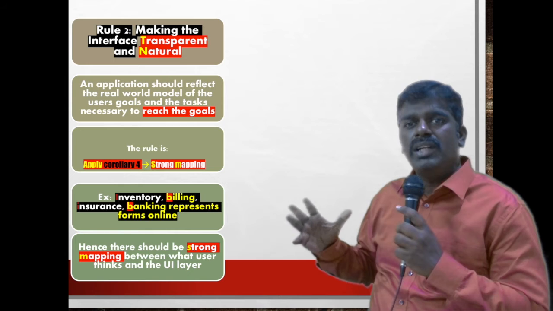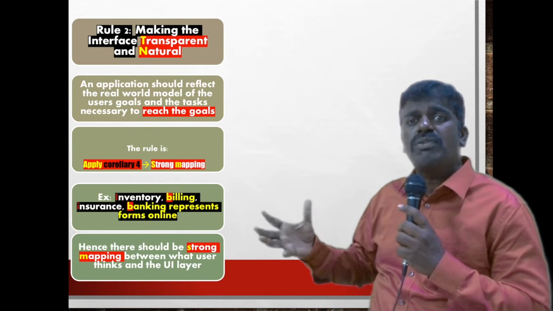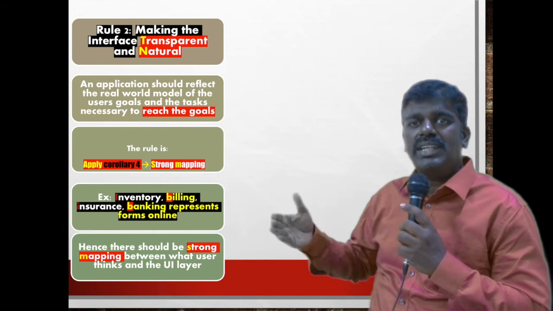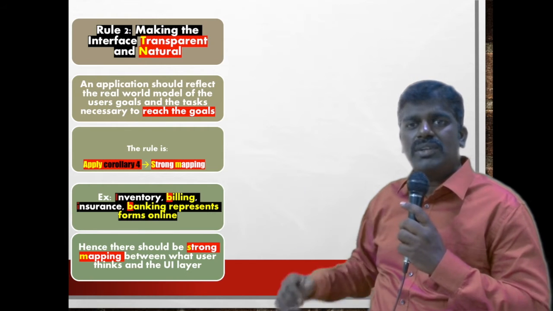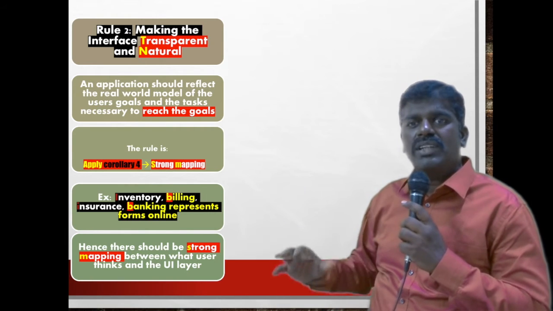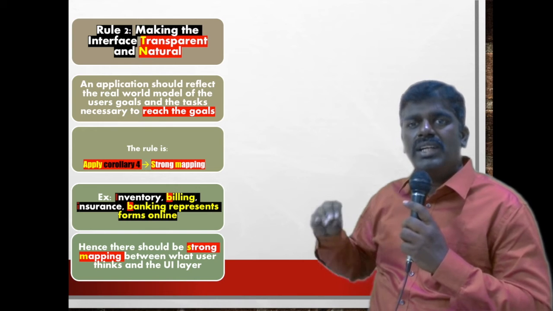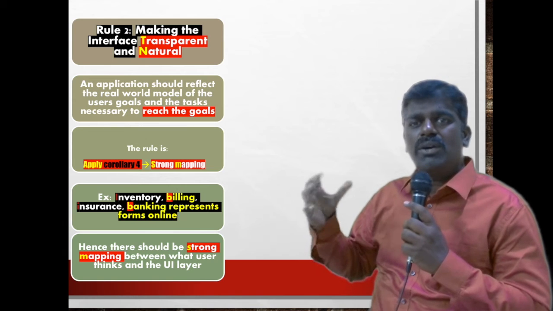So for example, initially the banking and all, they used only offline forms. So that thing has to come inside. For example, if a person wants to do a transaction to another account, normally in offline forms there will be the account name, the branch, and all those details.